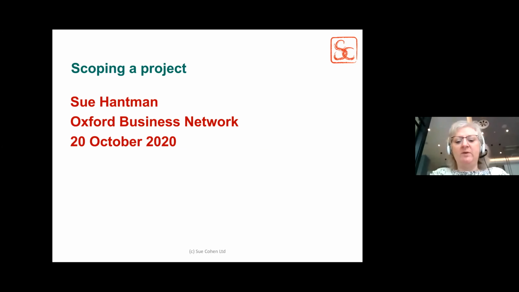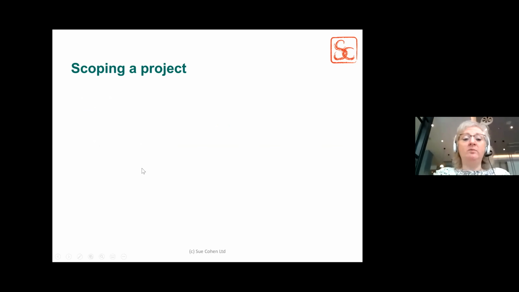So I'm going to talk a bit about scoping a project, which is a big part of any project, often not very well done at the beginning. So as a project manager, here you are, here's a budget to manage and here's a timeline to manage, but actually no one's quite sure where they're aiming at. So to me, the starting point has got to be how you scope it out at the beginning.